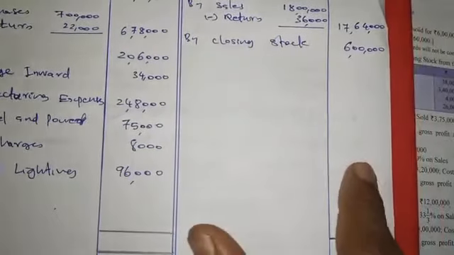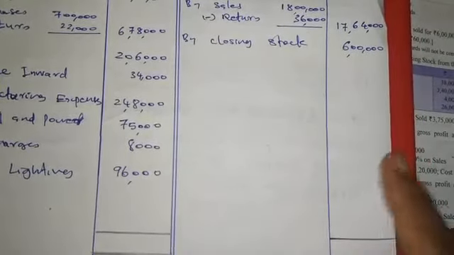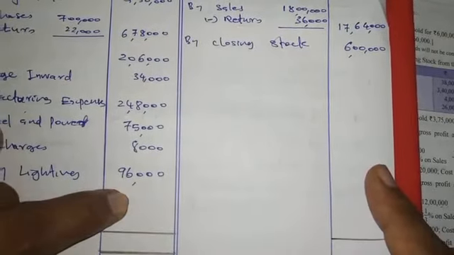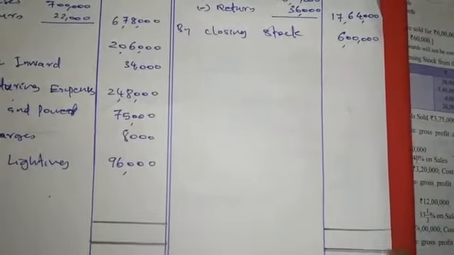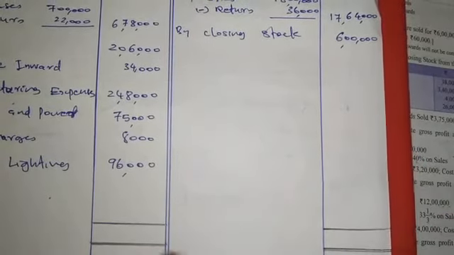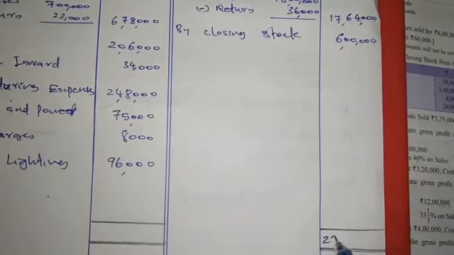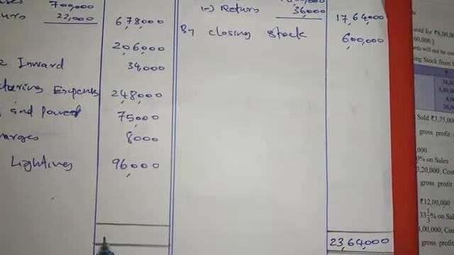This side total is coming to 23 lakhs 64,000. The other side is less than that; it is coming to only 15 lakh. That is why the highest total we will write on both sides. So here we write 23 lakhs 64,000, and the same total we will write on this side.